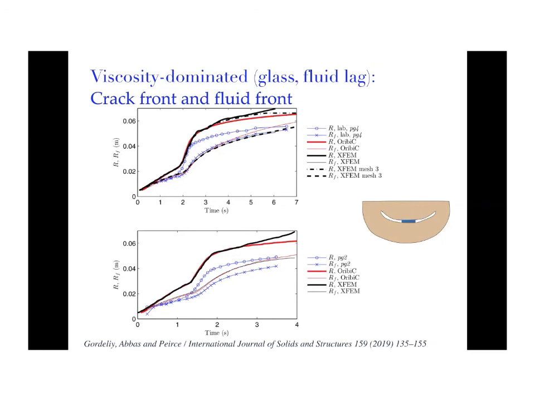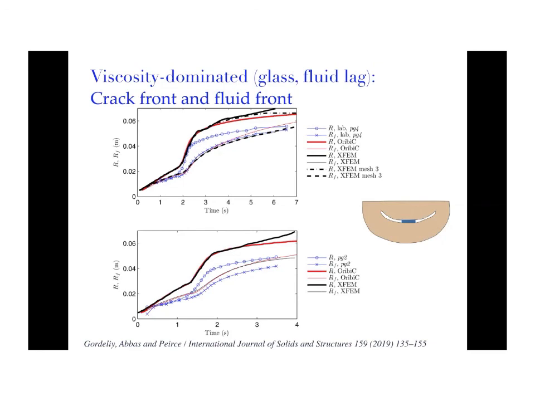Bold red is the boundary element result for the crack front. The bold black and the dashed black are the XFEM results for the crack front, and they're not the same. On the bottom picture, you see a very similar comparison of the crack front and the fluid front for another test in glass.